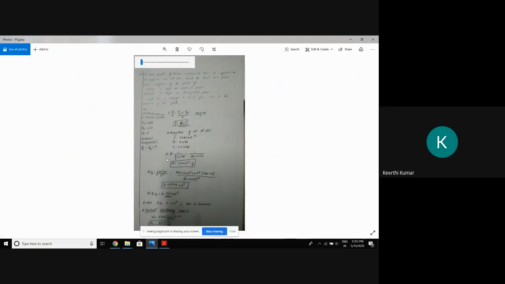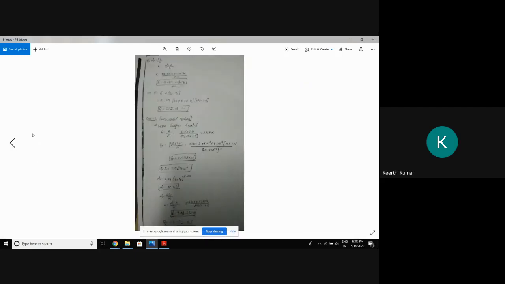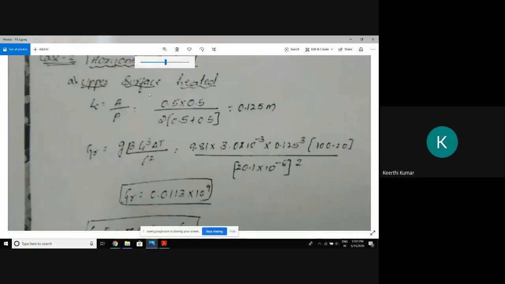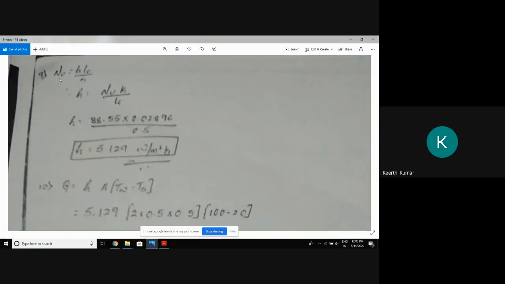You please calculate along with us so that we'll come to know what mistakes, if there are any mistakes, in the calculation. Then, after that, as usual procedure, Nusselt number is equal to h Lc by k. You concentrate on this Lc. Why have you written Lc instead of L?